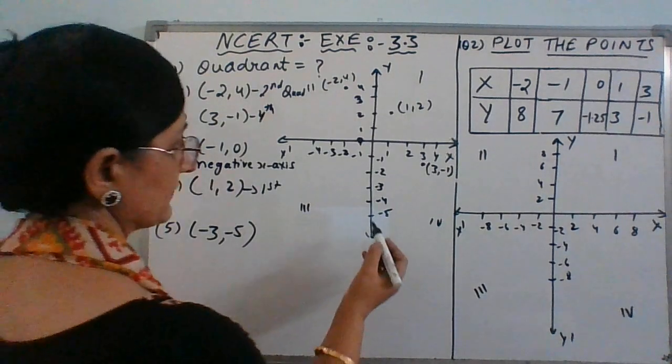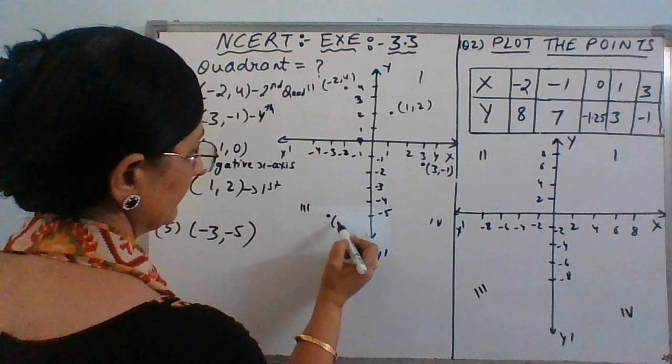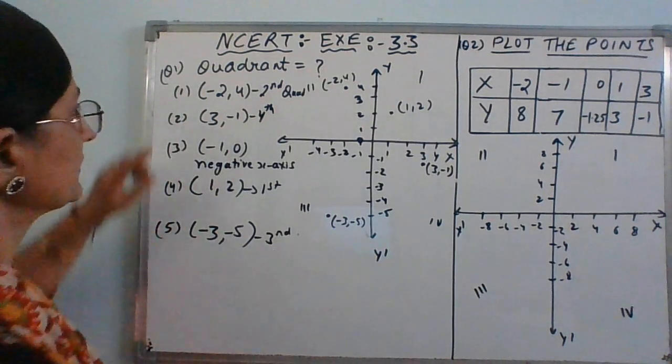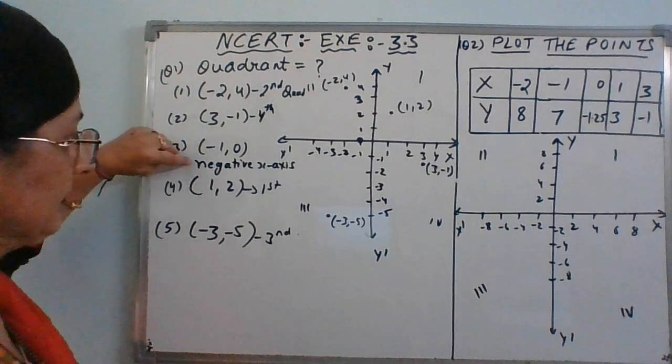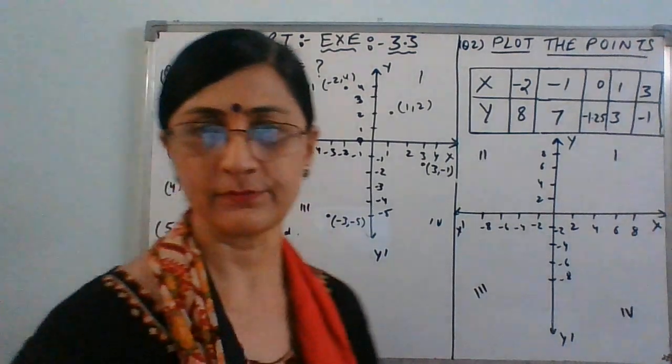Then (-3, -5). From here -3, from here -5. It lies in the third quadrant, right? So second quadrant, fourth quadrant, negative x-axis, first quadrant and the third quadrant. So these are the quadrants we have to mention.